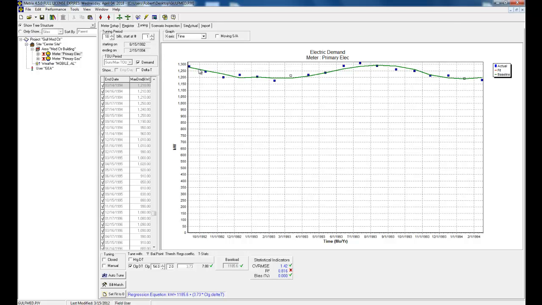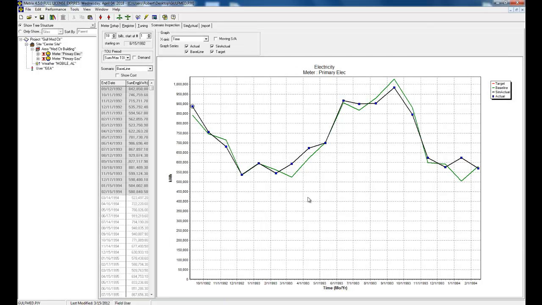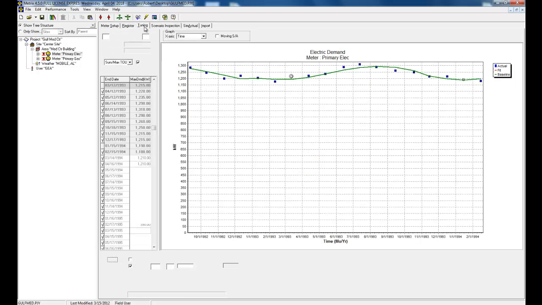So as you can see here, this green line is your baseline. If you look at the scenario inspection, the black line is connecting your actual usage, which are these blue dots, and the green line is the baseline. The baseline effectively corresponds to how much energy you would have used during the current year if you had continued the trends established during your base year. The base year is generally your first year of data. You've set that in your tuning tab.